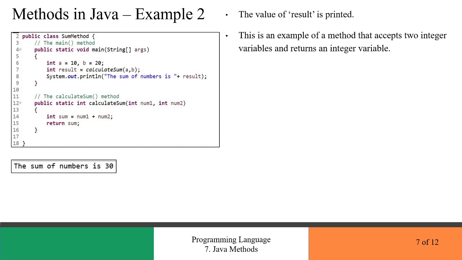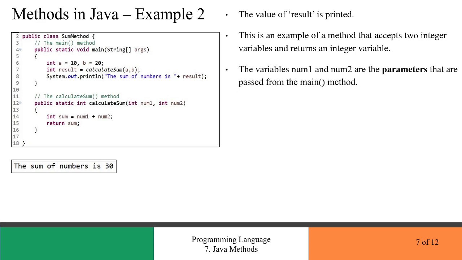Now, this is an example of a method that accepts two integers and returns an integer to the main. If you observe the difference between examples 1 and 2, as a part of example 1, we did not send any data to the other method, and the other method did not send back any result to the main method. But as a part of example 2, we have data being sent from the main and also being received to the main.